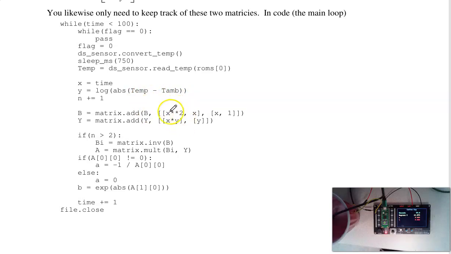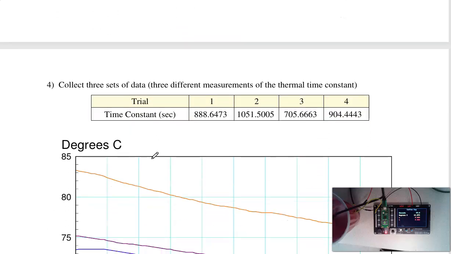As I compute, as long as I'm past the second data point, I can invert the B matrix and compute my constants A and B. The time constant is just minus 1 over A of 0, 0. I will then display that on the LCD display.